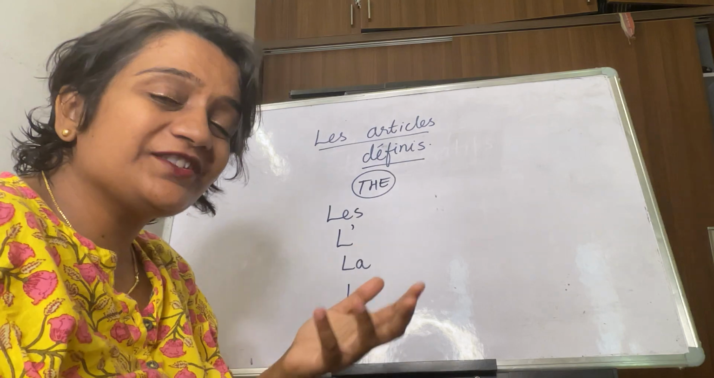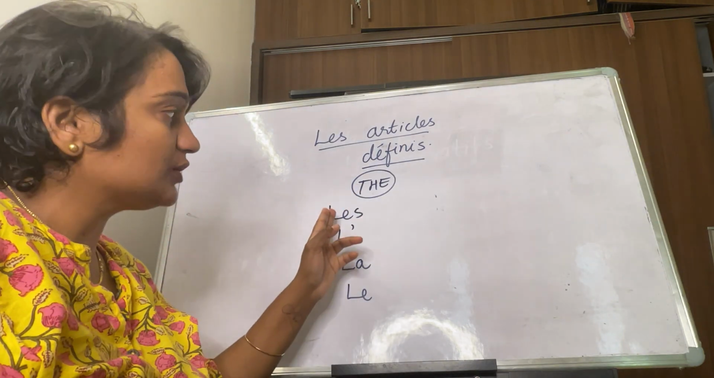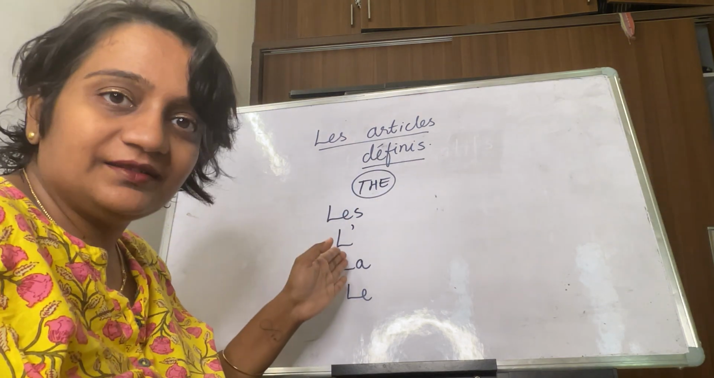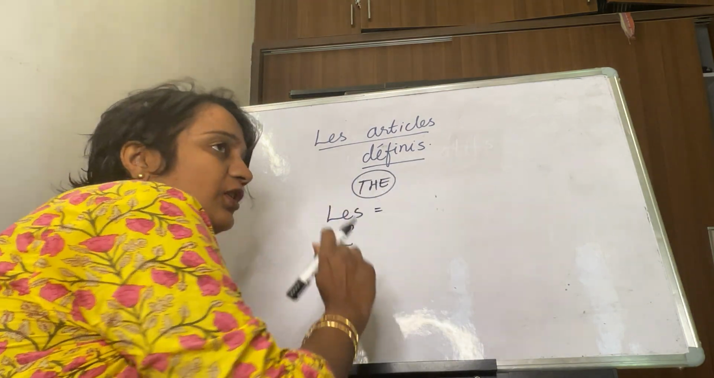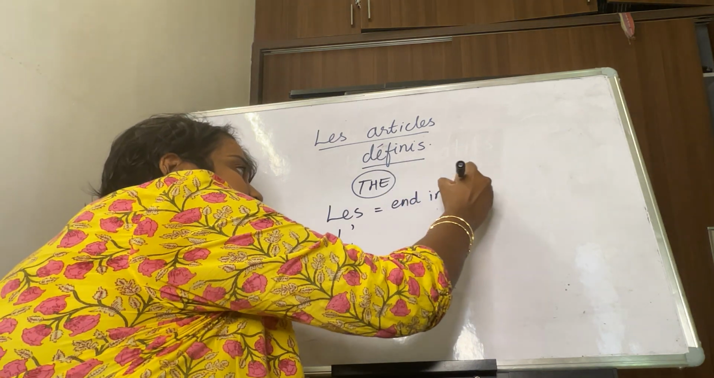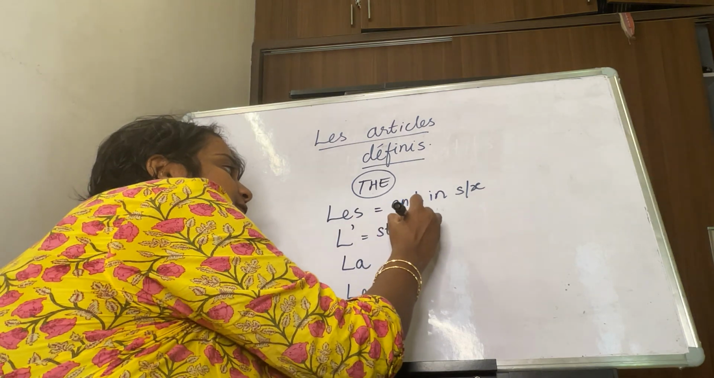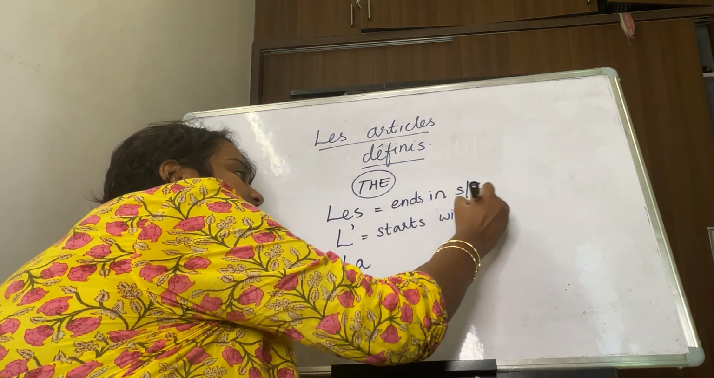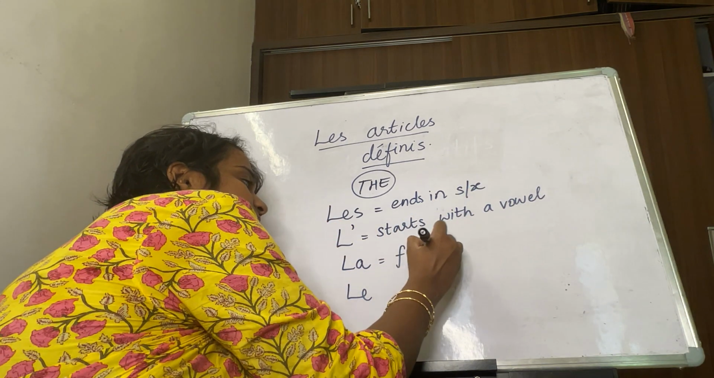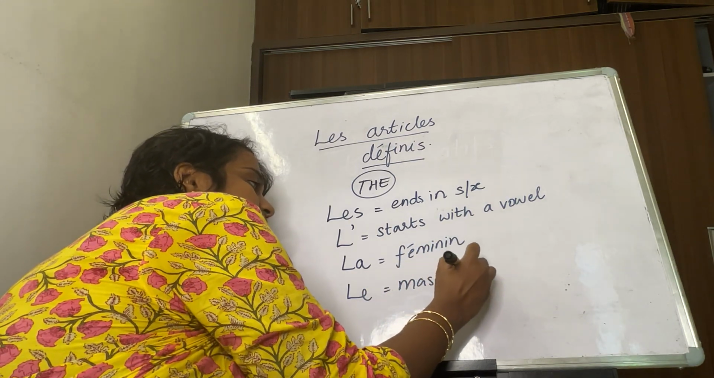Now, how do I know which the I have to use in French? Depending on the sentence and depending on what word follows the, you'll have to pick the. Les is used when the word following the is ending in s or x. L apostrophe when the word following the starts with a vowel. La is feminine. L is masculine. Okay, please write this down.